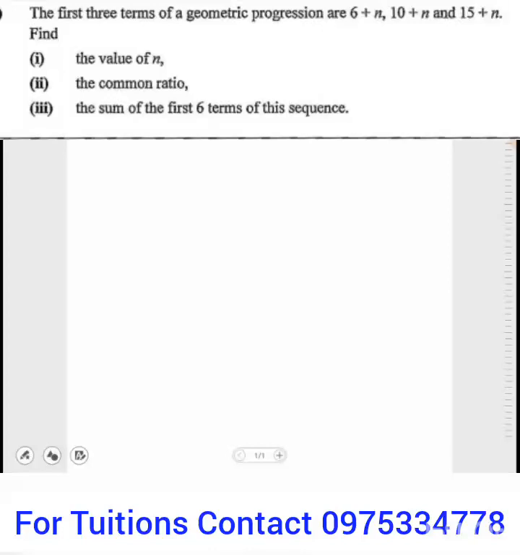So they are saying that the three terms of a geometric progression are 6 plus n, 10 plus n, and 15 plus n. So that means term 1 is equal to 6 plus n, term 2 is equal to 10 plus n, and term 3 is equal to 15 plus n, like that.